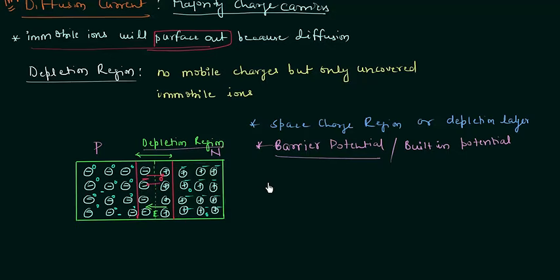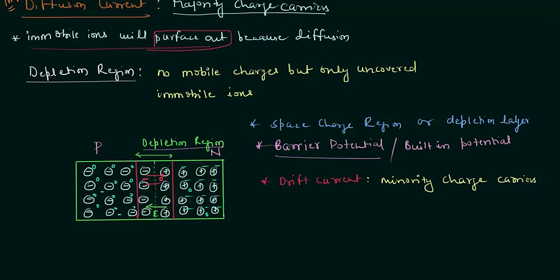And this drift current has a direction opposite to the diffusion current. Under steady state condition, the diffusion current is equal to the drift current. Before that, I will complete this. The drift current is due to the minority charge carriers, and the diffusion current was because of the majority charge carriers.